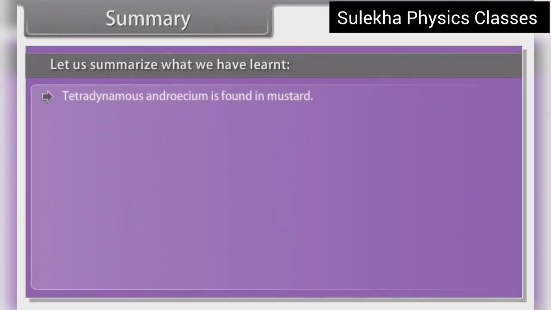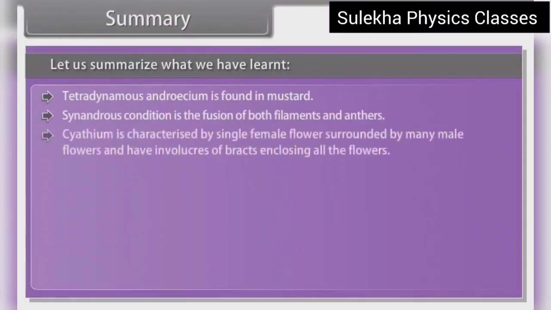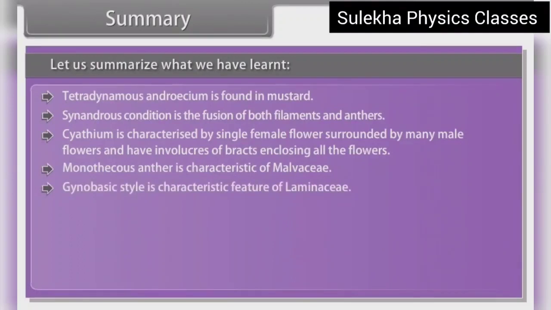Tetradynamous androecium is found in mustard. Synandrous condition is the fusion of both filaments and anthers. Cyathium is characterized by a single female flower surrounded by many male flowers, with an involucre of bracts enclosing all flowers. Monothecous anther is characteristic of Malvaceae. Gynobasic style is a characteristic feature of Labiatae.